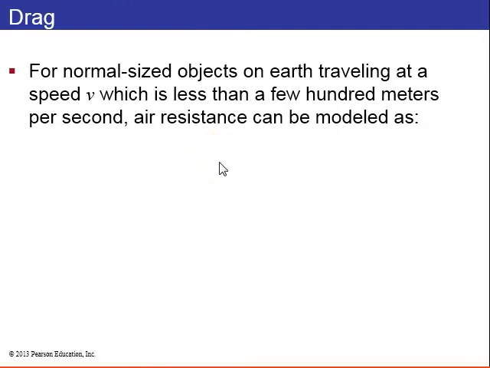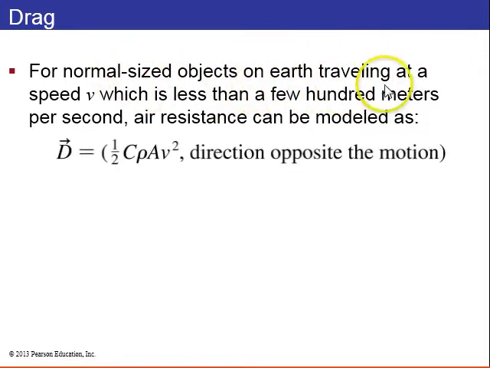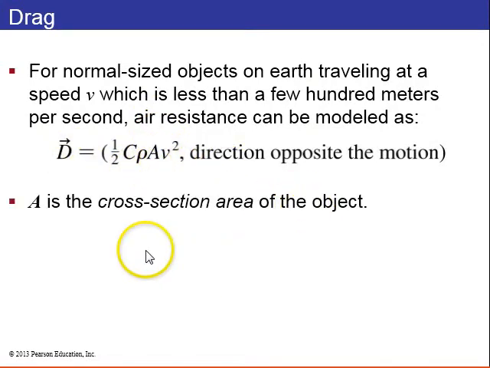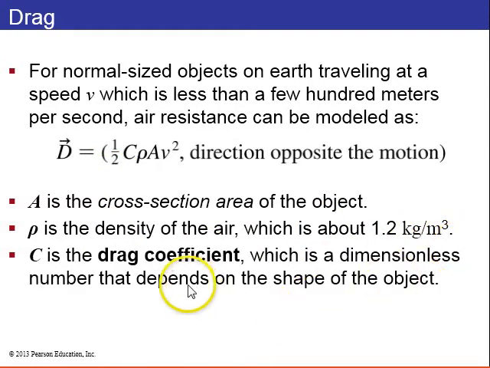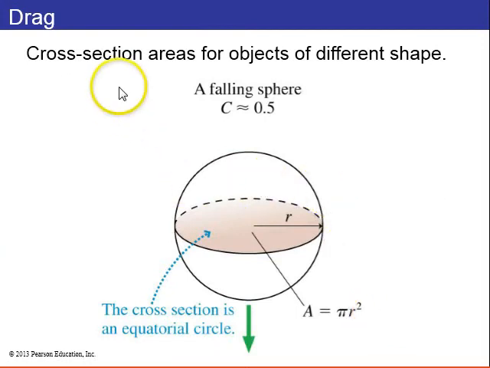So again, it's pretty complicated. Normally you use a computer model to try to determine what the drag is, but for normal sized objects on Earth traveling at a speed which is less than a few hundred meters per second, you can model air resistance with this equation, 1/2 c rho a v squared, where a is the cross-section area of the object, rho is the density of the air, which is about 1.2 kilograms per meter cubed. C is a dimensionless drag coefficient, usually near 1, depending on the shape of the object. And v is the velocity.